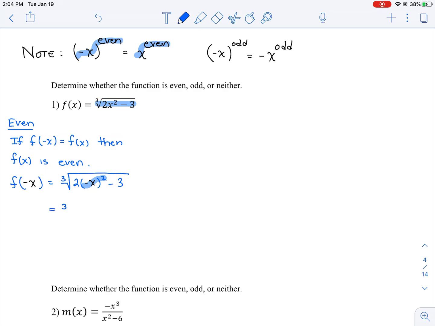So this is equal to the cube root of 2 times x squared minus 3. And you may have noticed that this is the original function that was given. So f of negative x is equal to f of x. And we can conclude the following. Since f of negative x is equal to f of x, the function f of x is even.